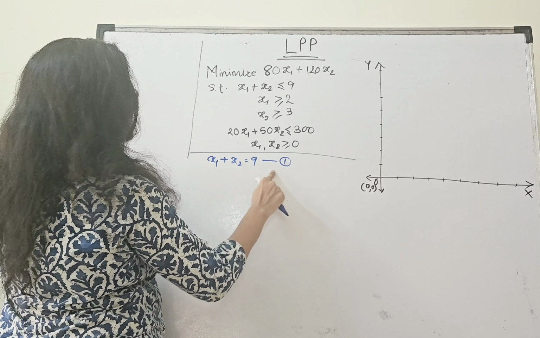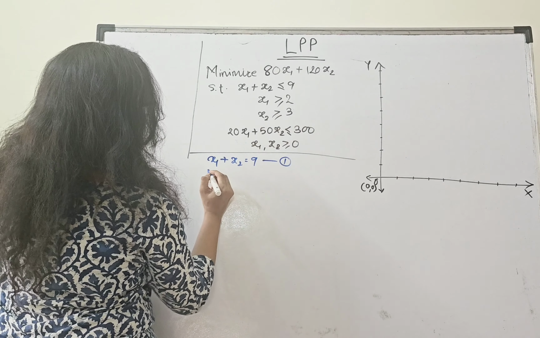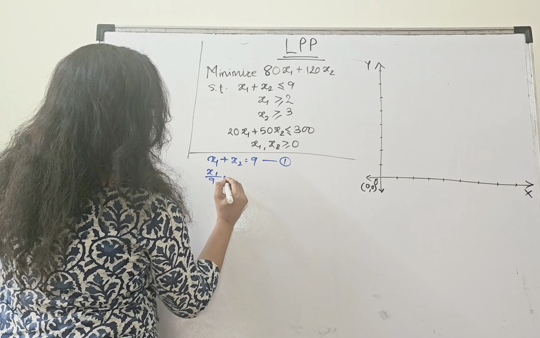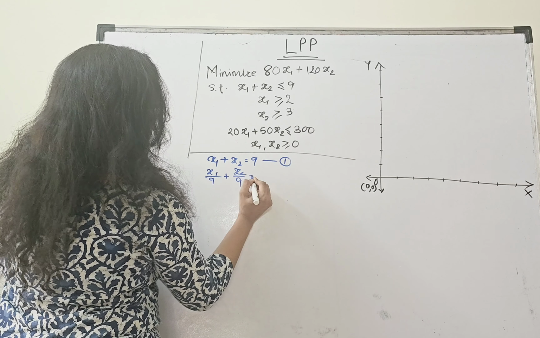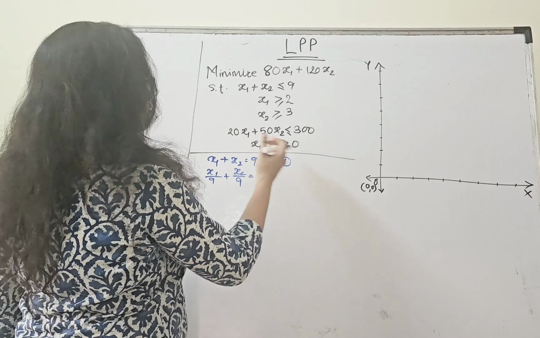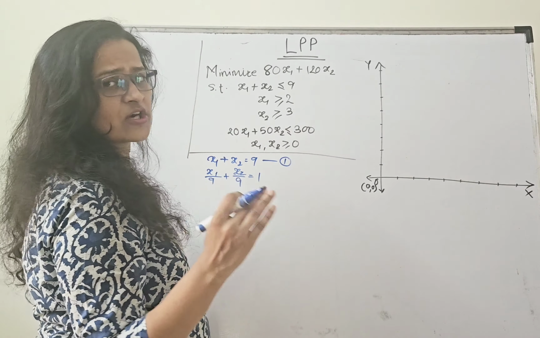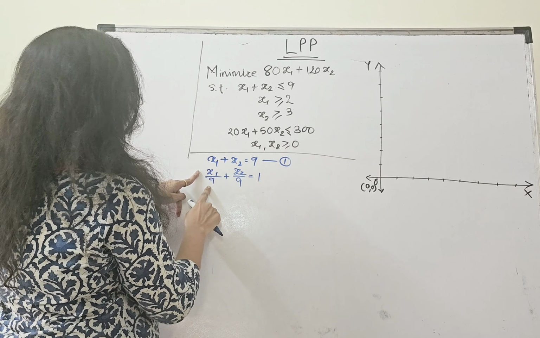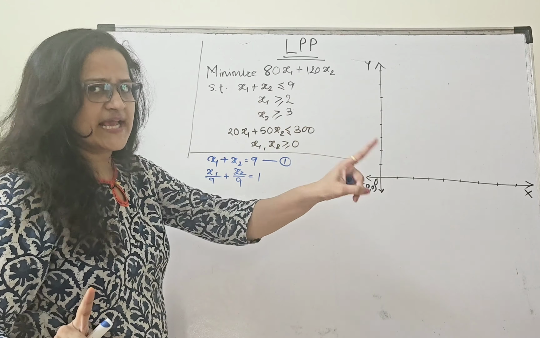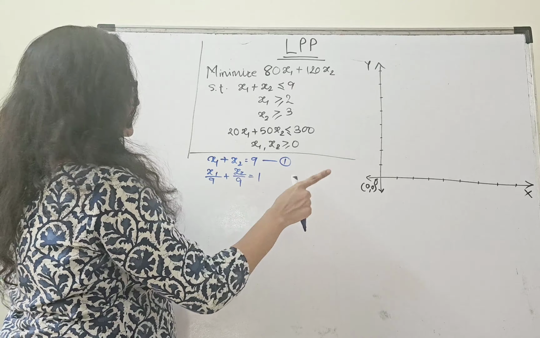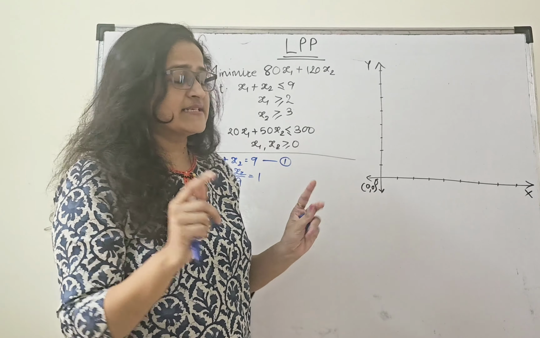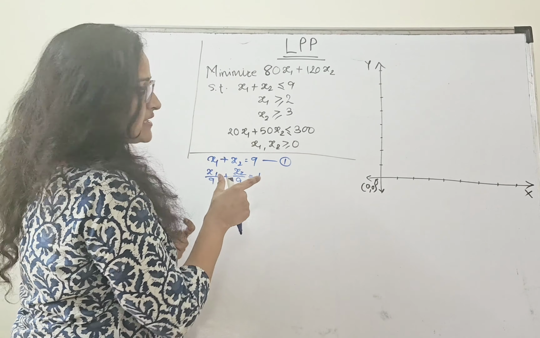I am going to divide this complete equation by 9, which gives me x1 by 9 plus x2 by 9 equals 1. My main aim is to make 1 on the right hand side. So I did it this way. Now I directly got the coordinates. Whatever is below x1 is my coordinate on the x-axis, and whatever is below x2 is my coordinate on the y-axis. So I directly got 2 points from this.